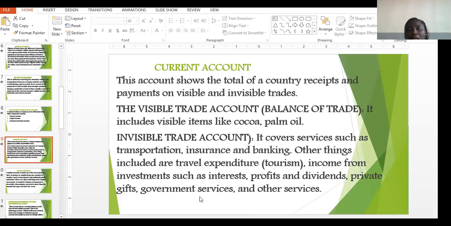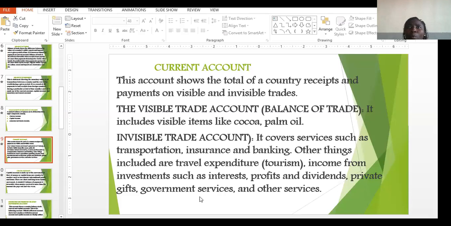Invisible trade accounts cover services such as transportation, insurance, and banking. Other things included are travel expenditure like tourism, income from investments such as interest, profit and dividend, private gifts, government services, and other services. Now, we said that all these come under invisible accounts.